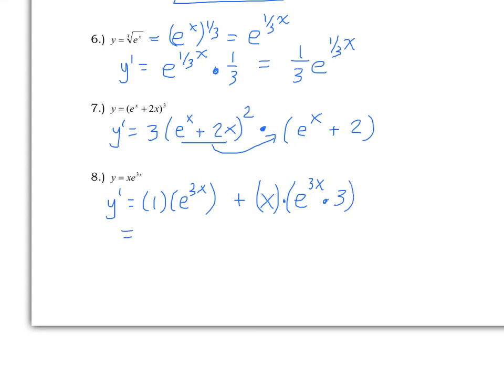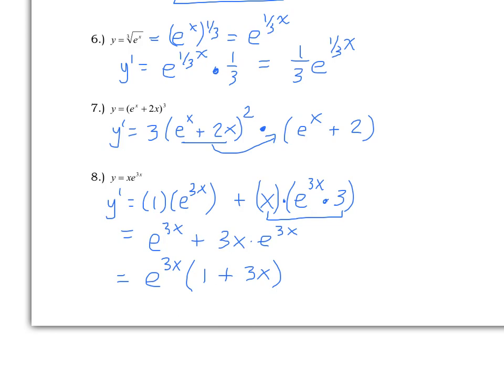Let's clean this up a little bit. E to the 3x plus 3x, I'm multiplying these two together, times e to the 3x. Now suppose this is multiple choice and you don't see that as an answer. Notice there is a GCF of e to the 3x that you can pull out. If you pull out an e to the 3x, you're left with 1 plus 3x. So in all likelihood, that would be your answer choice. So always be on the lookout for algebra that you could do to make your answer into a different form.